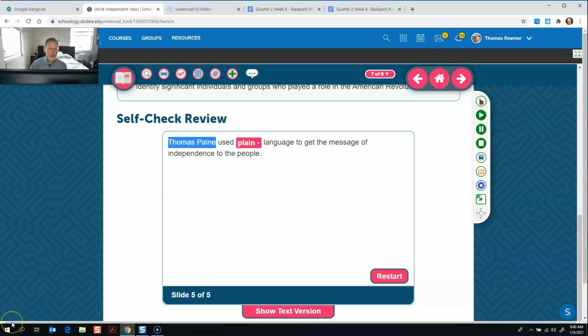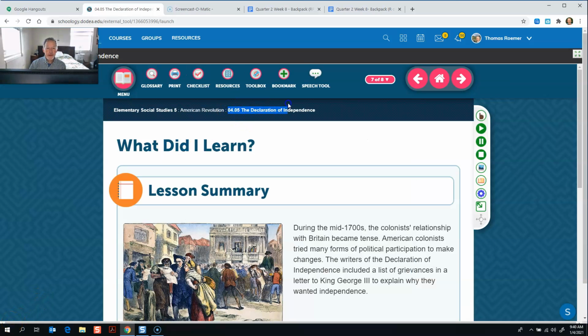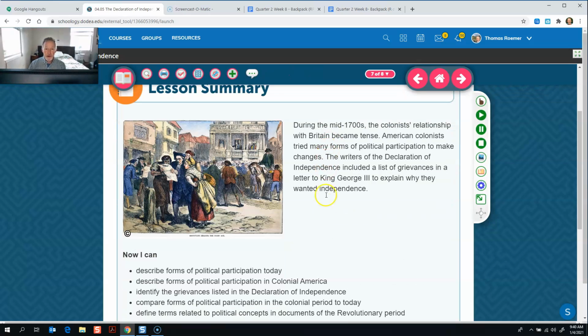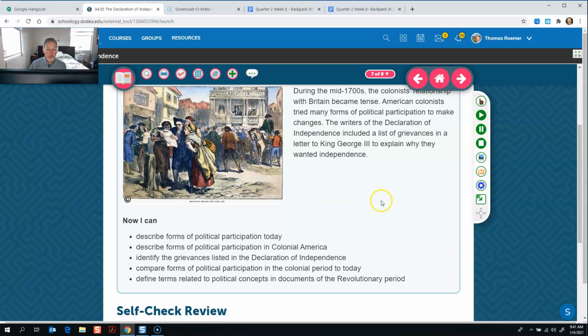Okay, coming back to you with the next lesson. All right, lesson 5 here, the Declaration of Independence. So right here we can see a picture. People are reading, getting all fired up. During the mid-1700s, the colonists' relationship with Britain became tense. The American colonists tried many forms of political participation to make changes. So now the writers of the Declaration of Independence included a list of grievances, or things that they thought were mistreatments, in a letter to King George III to explain why they wanted independence. Taxing was one of the main things.